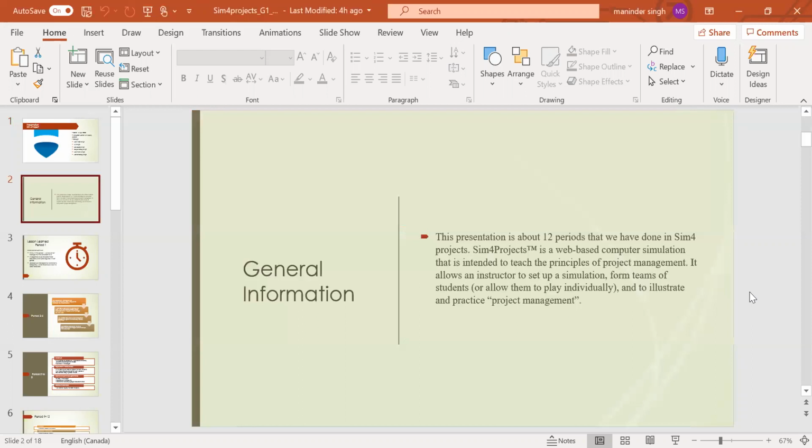It is basically a web-based computer simulation technique that is intended to teach the principles of project management. Basically, it gives information about how we manage our cost and time during the project processes and phases. And also we can know how we assign our resources and manage them across different tasks.